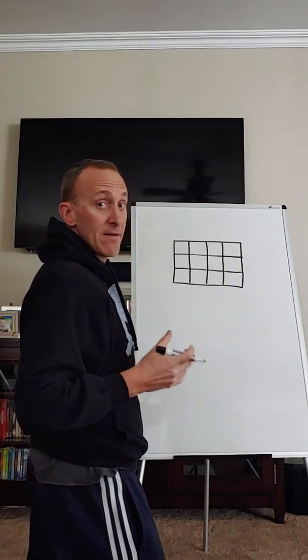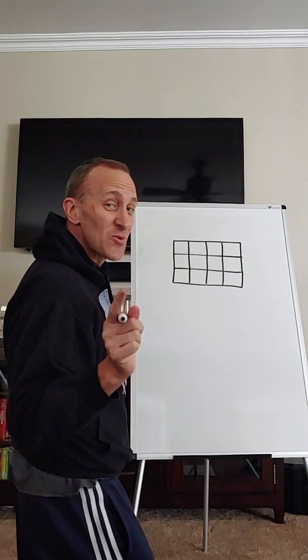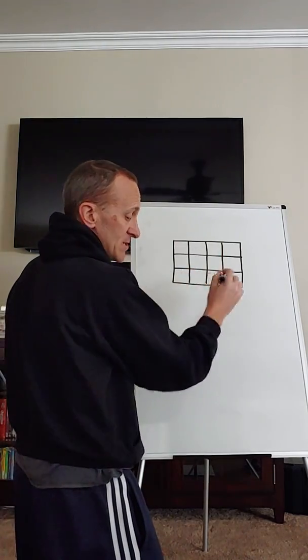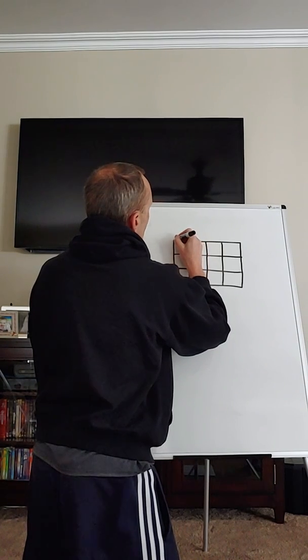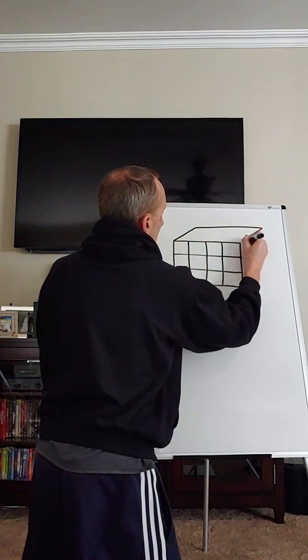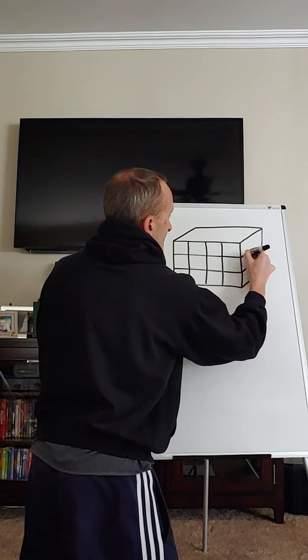Okay, so what's the area? 12 units squared, okay, because we're talking about how many squares. Now let's go into the cubes. How deep is this? Now this is interesting.